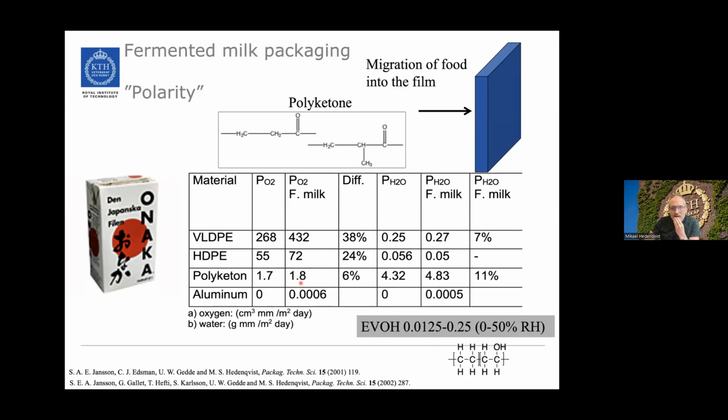For polyketone, it's much less, because what is happening is that the fat, or the hydrophobic components of the milk, are going into the packaging material and plasticizing it. And there is very little of that, since hydrophobic substances don't want to go into a polar polymer like polyketone. You can see the differences here. You also have effects on water, but that's a bit different.